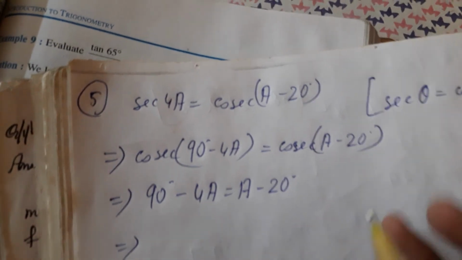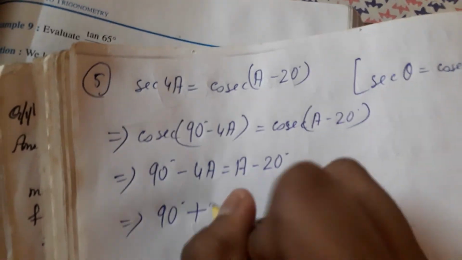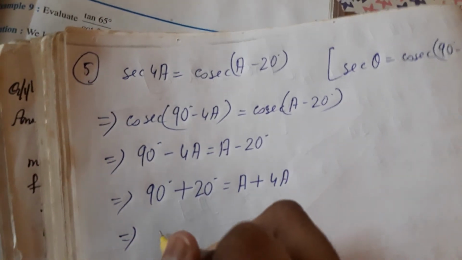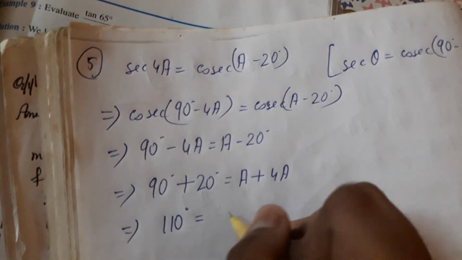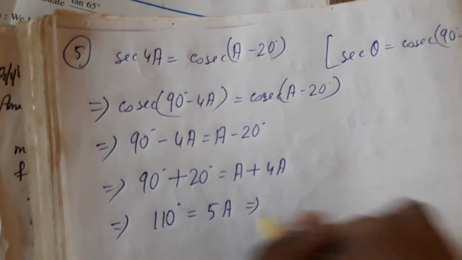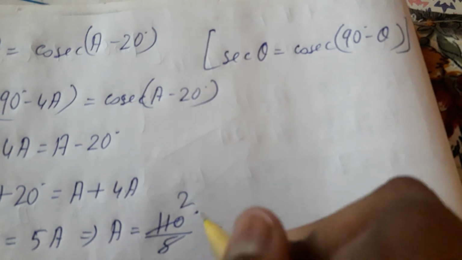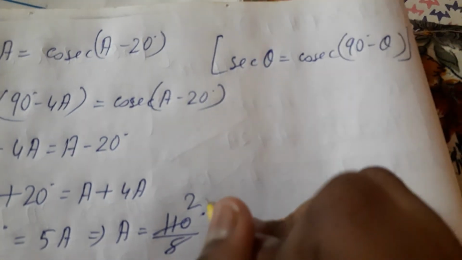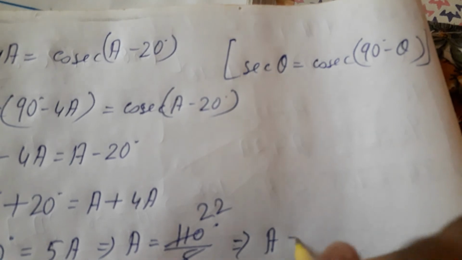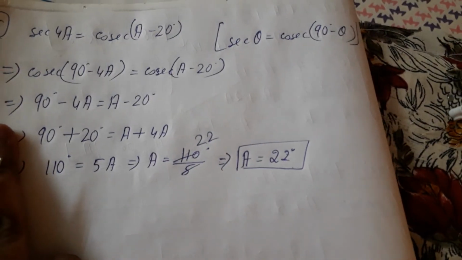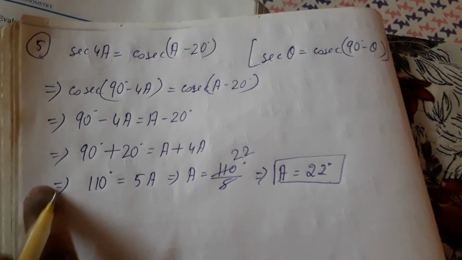Now you have to solve it. 90 degrees plus 20 degrees is equal to A plus 4A. So this will be 110 degrees, which is equal to 5A. This implies A equals 110 divided by 5. Now see, 5 times 2 is 10, so A will be 22 degrees. See students, this is how to solve it.